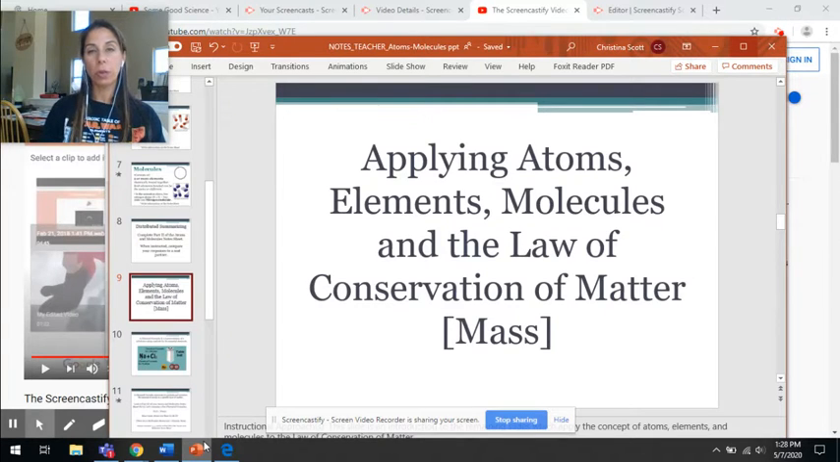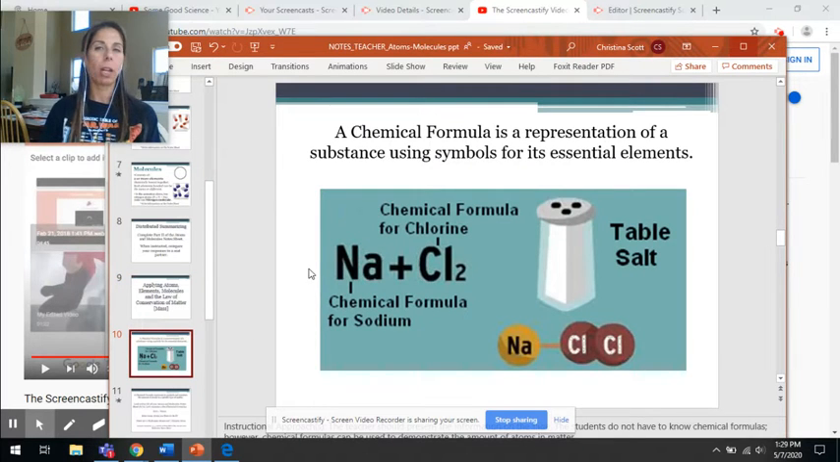Next we'll talk about applying atoms, elements, and molecules to the law of conservation of matter. In this next slide, you have a chemical formula, a representation of a substance using symbols for its essential elements. Here you have one atom of sodium, abbreviated as Na, and then you have two chlorine atoms, so that's why you have the little 2 next to it.